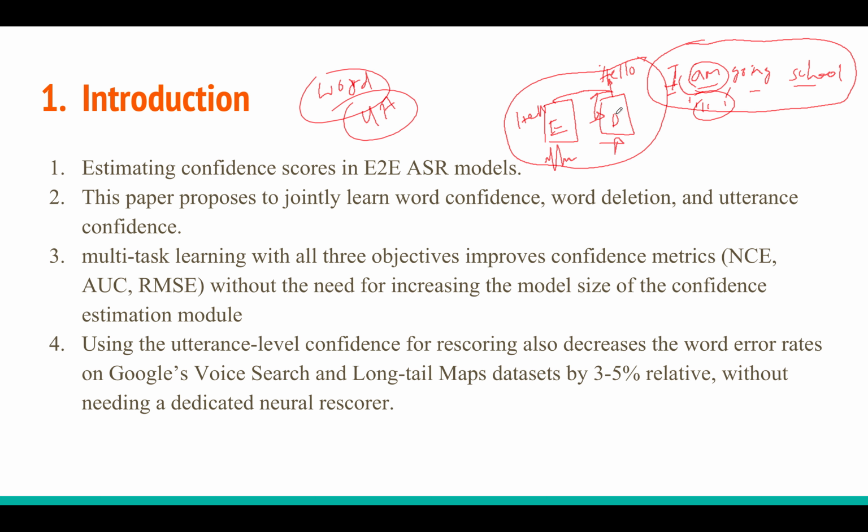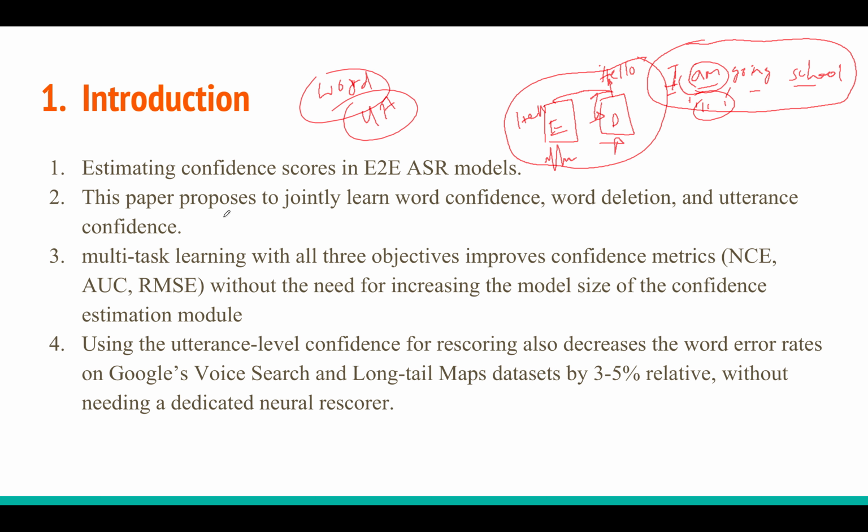So the idea of this paper is to propose a new approach to predict the confidences of the ASR outputs both at word level and at sentence level, and we will see how they do that. They use something called a multitask learning approach to achieve this task, and we are going to understand that in the coming slides.